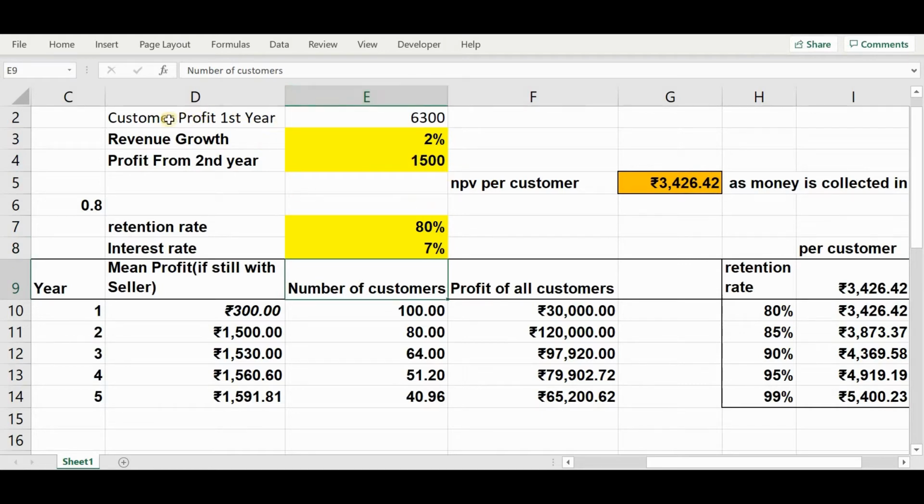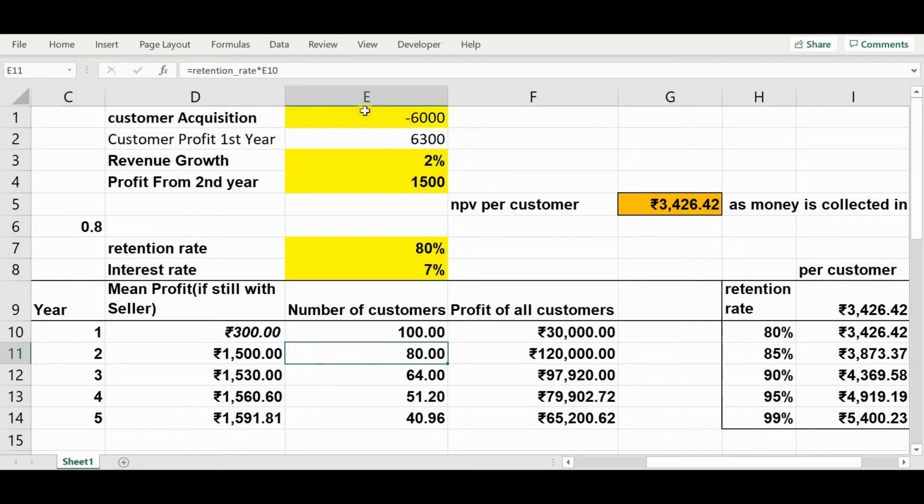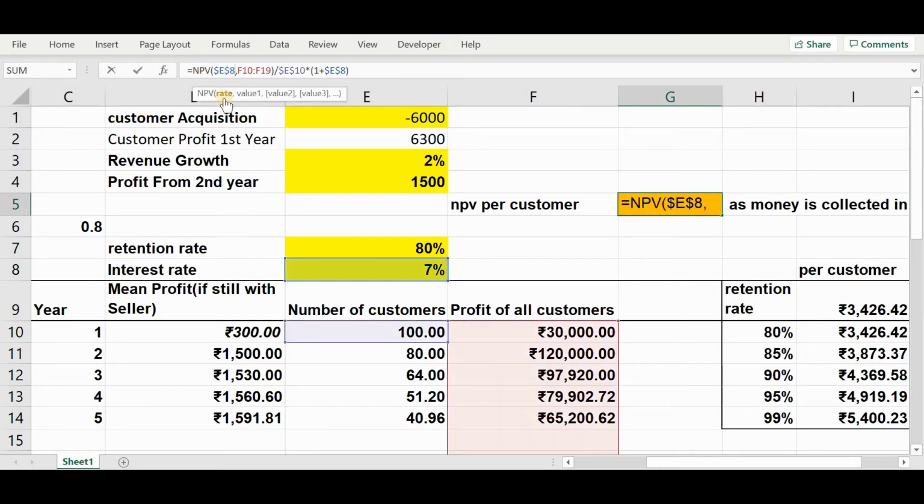Once you have set these as per your business, whether you are in trading or in manufacturing, you can just have these things set up. We need to find out this. So this is an approximation. Here, using the concept of NPV. What is NPV? It means net present value. Here, what is the rate? Rate is 7% interest.